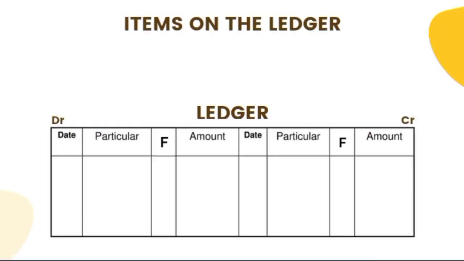The date column is used for recording the date of the transaction, while the particulars column shows the name of the second account, that is the corresponding account, to complete the double entry. The folio column is used to indicate the page number of the corresponding account, while the amount column is used for recording the amount involved in the transaction.